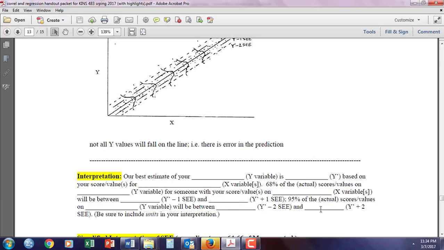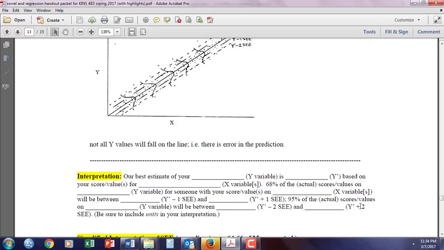How did I get those values? I took my standard error of the estimate, which was 5 mils per kg. I multiplied it by 2, and I subtracted it from the predicted score, which was 50. That gives me 40 mils per kg.